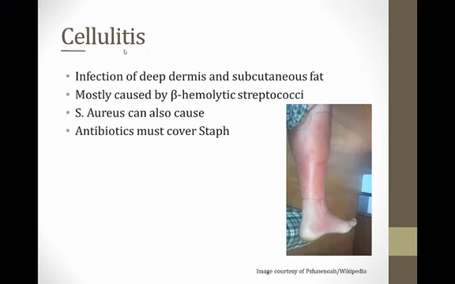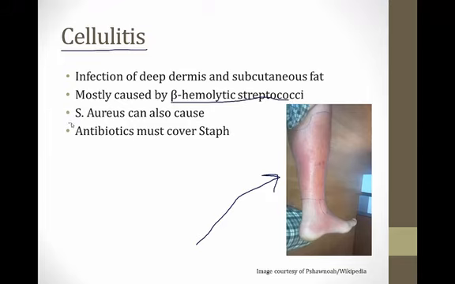Staph aureus can cause cellulitis, which is a relatively common skin infection. This is a picture of somebody with cellulitis of the leg right here. It often happens after patients get an injury, like a cut, and then bacteria get into the dermis and subcutaneous fat. And the cellulitis is mostly caused by beta hemolytic streptococci.